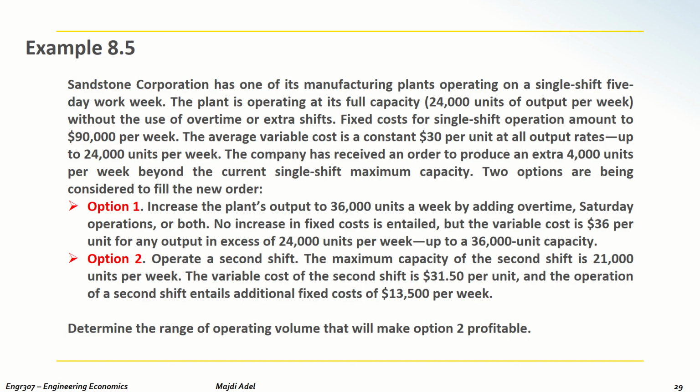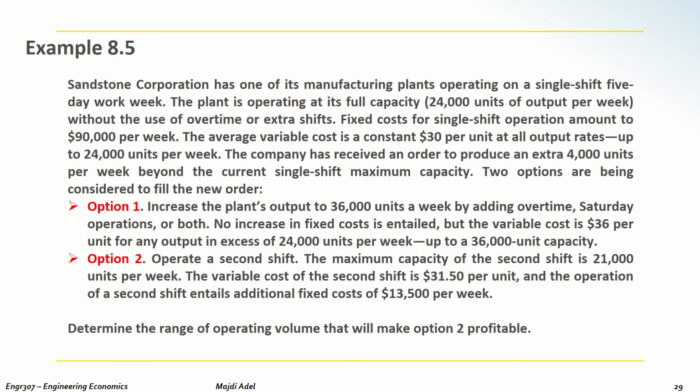Fixed cost for a single shift is $90,000. The average variable cost is a constant $30 per unit for a total output rate of 24,000 a week. That means the cost of producing one unit is $30 if they produce 24,000 units per week. The company has now received an order to produce an extra 4,000 units per week, because they got a request for 4,000 additional units on top of the 24,000.